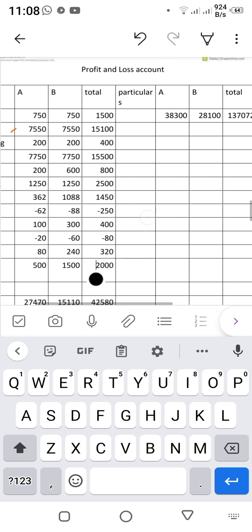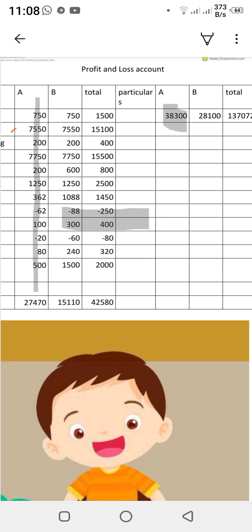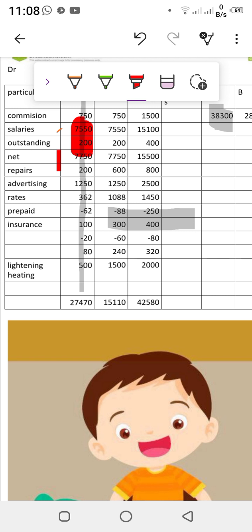Now we will have to do the same as we did in the trading account. Take this profit and deduct the whole expenses from it. But make one thing clear in your mind, that you don't have to take some amounts. Which one? This one, because net will be taken, 7750. Similarly these two, because net will be taken. Similarly these two, because net amount will be taken into consideration.